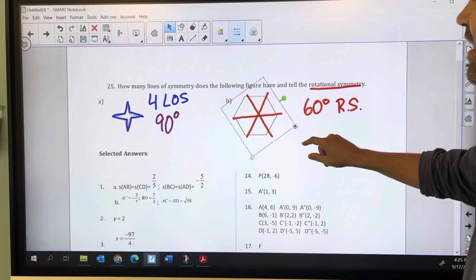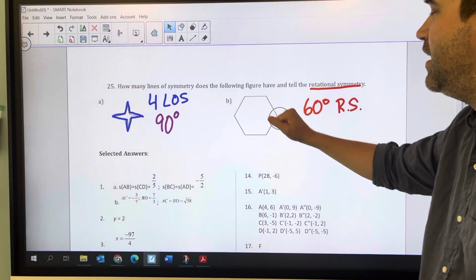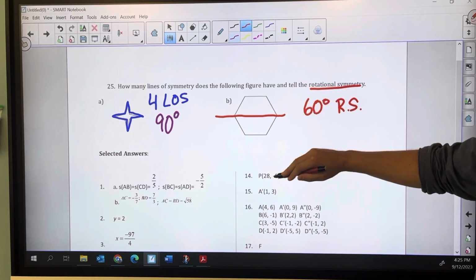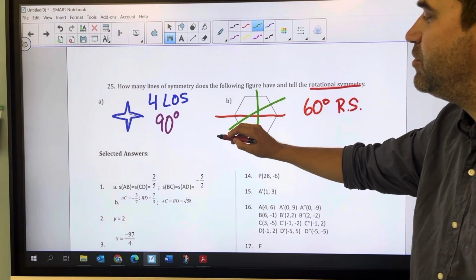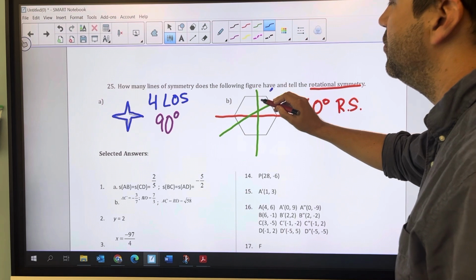And now let's look at lines of symmetry. Where can I cut it in half? Well, I can cut it across right there. That's 1 line of symmetry. That's 2 lines of symmetry. That's 3 lines of symmetry. So I can go straight through any of the sides. And then I can also go angle to angle.